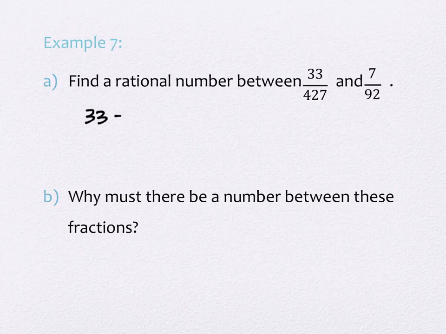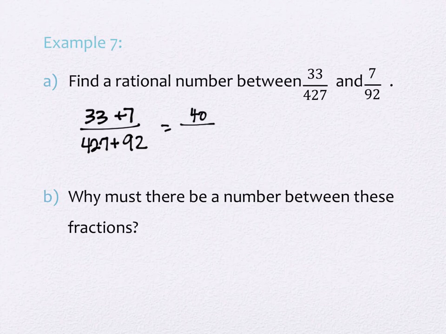I have 33 and I have 7, and then I have 427 and I have 92, and it's just whole number addition. So what is 33 plus 7? 40. And what is 427 plus 92? 519. That doesn't reduce any. The numerator being even, and the denominator being odd, means it doesn't simplify any. This number will be between.